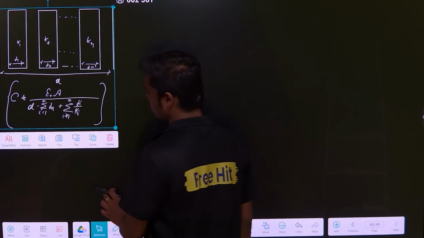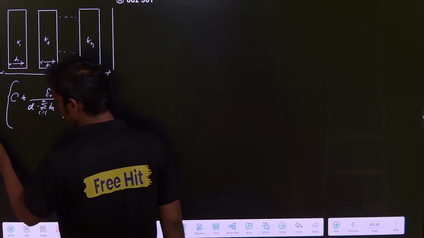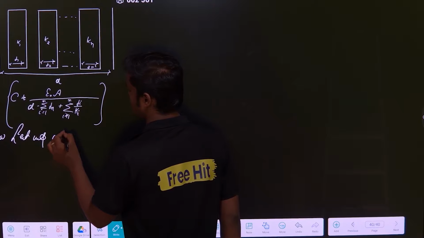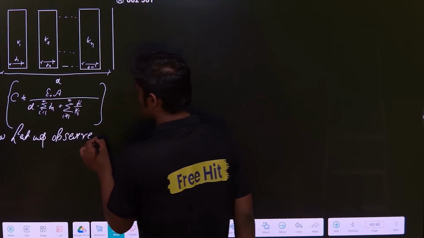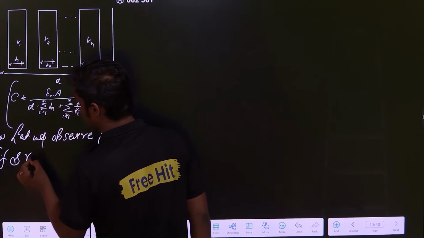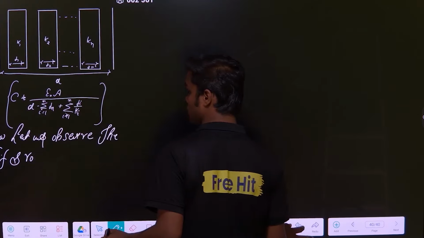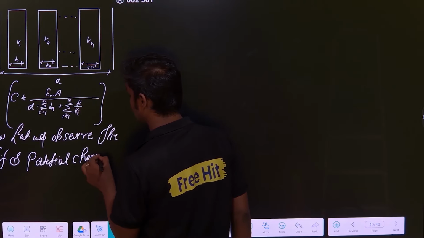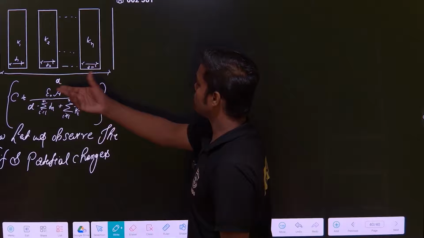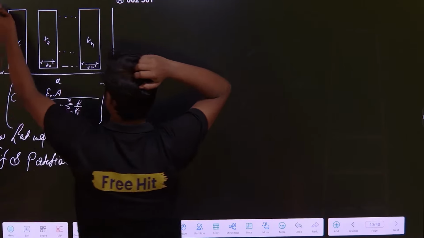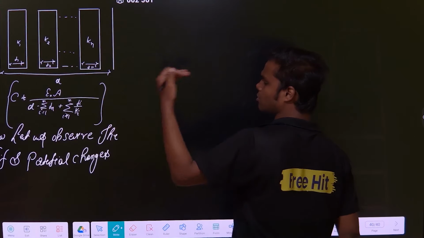Okay, yeah. So now let us observe the electric field and potential. Now let us observe how the electric field and potential change. Suppose the potential from this plate to this plate is V. Clear? Suppose the potential from this point to this point is V. Correct? First, let us talk about the electric field.